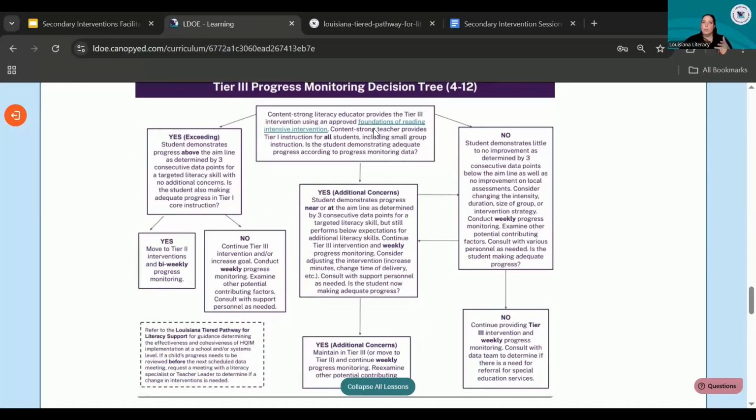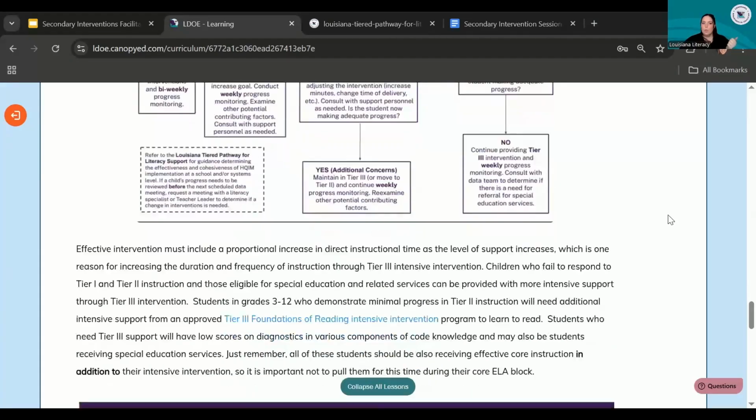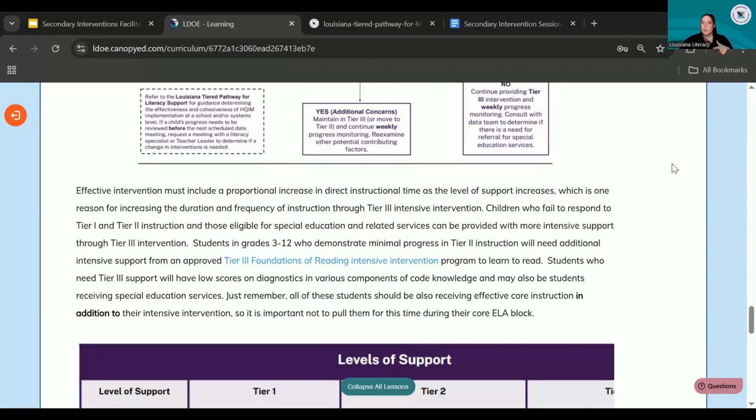And then again, same thing. If you go to the actual document, you can click on the links that are in here. You answer these questions at the end of each of the boxes, starting up here, and then you make decisions based on what's going on in that student's progression. But effective intervention has to include a proportional increase to the direct and explicit instruction that's happening as the level of support increases. So that's why we increase the duration or the frequency of instruction from tier 2 to tier 3.